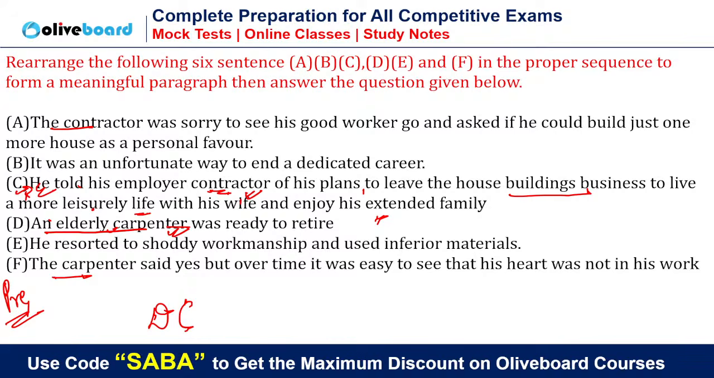After that, when he discussed his plan, the contractor was sorry to see his good worker go and asked if he could build just one more house as a personal favor because he was retiring. So he requested, just build one more house and then you can go. It was his personal favor. Now the question is asked, so the carpenter will reply. So you are getting a question-answer pair in DCF, yes or no? So he asked the question, the carpenter said yes.